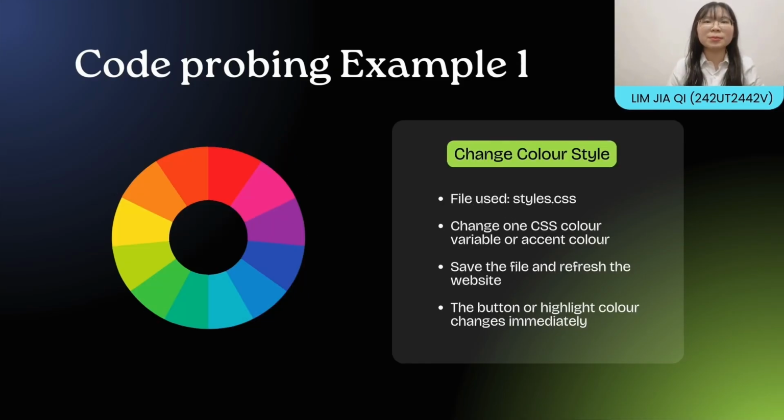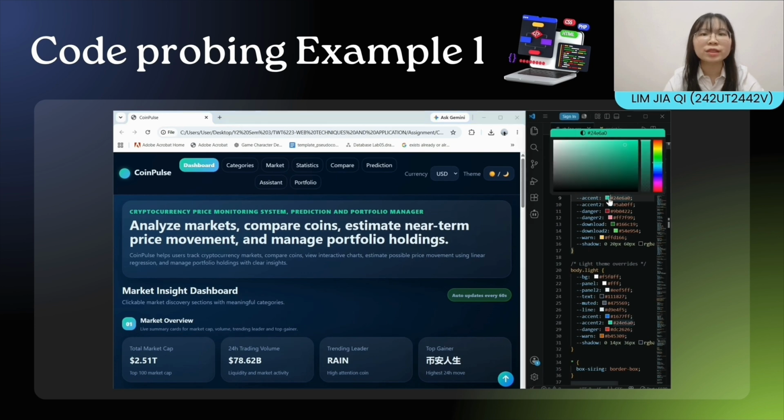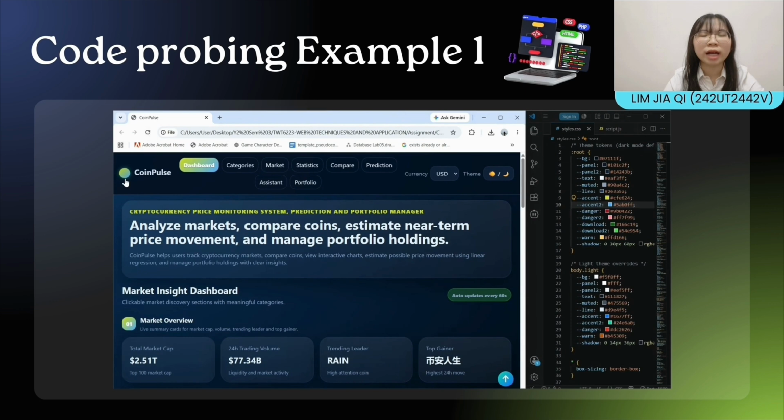For code probing example 1, I will show how to change the color style of Coin Post. When we open the dashboard page, we can observe that the logo and buttons use a blue-green gradient color. I will open start.css in Visual Studio Code and find the accent color used by the website interface. Then, I will change the color value, press Ctrl S to save the file, and refresh the dashboard page. After refreshing, the color of the logo and buttons changes, proving that the interface styling is managed through the CSS file.